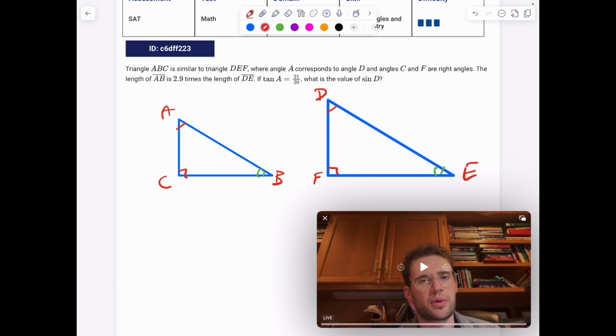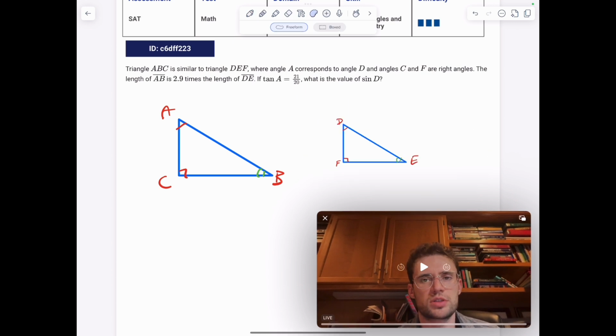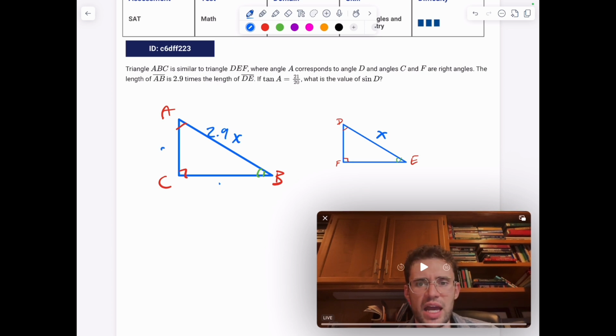Now, the length of AB is 2.9 times the length of DE. Oh, so I did this backwards. This one should be smaller. Let's do it like that. We call this x, and this will be 2.9x. If tangent of A equals 21 over 20, so tangent is opposite over adjacent, then what is the value of sine of D?